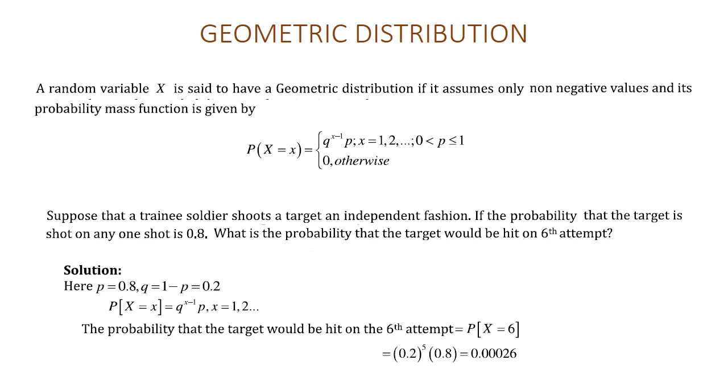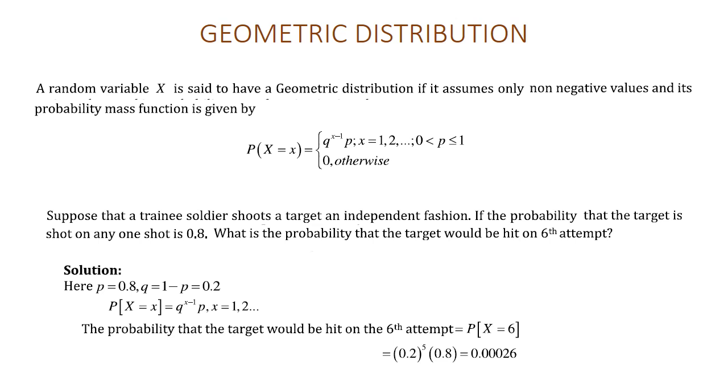Next, we are going to see about geometric distribution. A random variable x is said to have a geometric distribution if it assumes only non-negative values and its probability mass function is given by P(X = x) = q to the power of x minus 1 into p, where x varies from 1 to infinity.